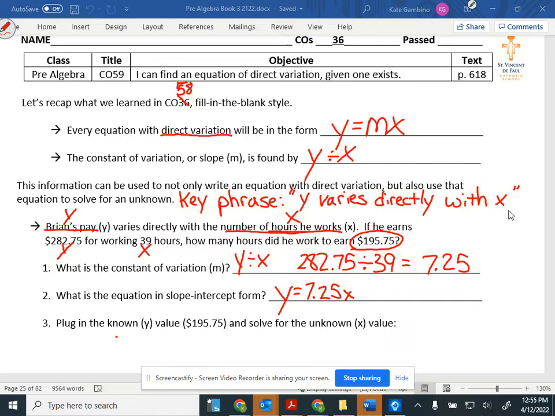I have my equation here. I need to plug in my known values. So what's my equation going to look like? 195.75 over. Give me the equation first. Y equals. No, 195.75 is my y. That's my known value, so that's my new y. I changed up my y and my x because I changed what it is I'm looking for.